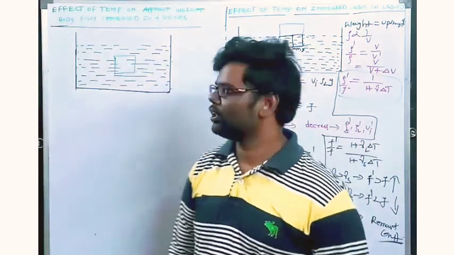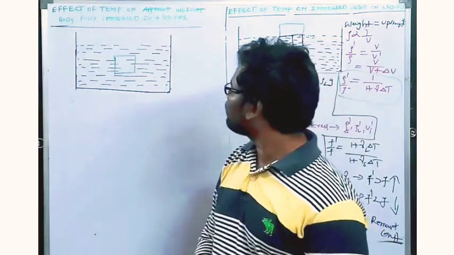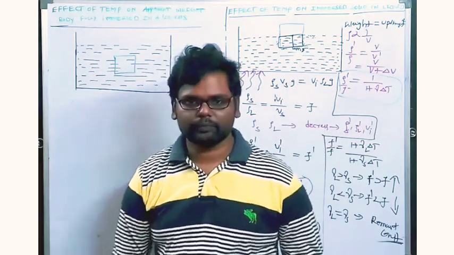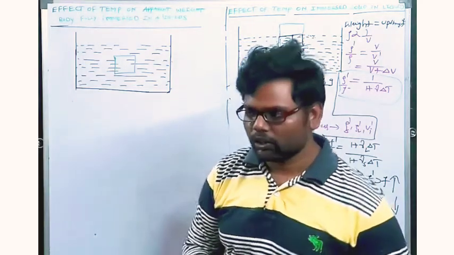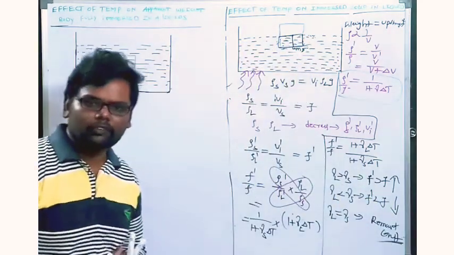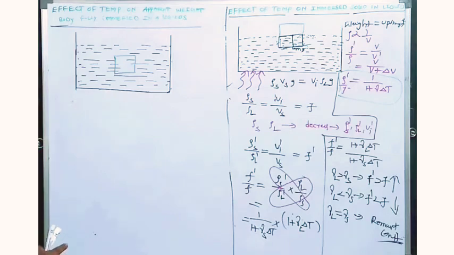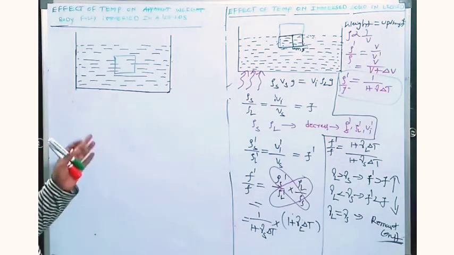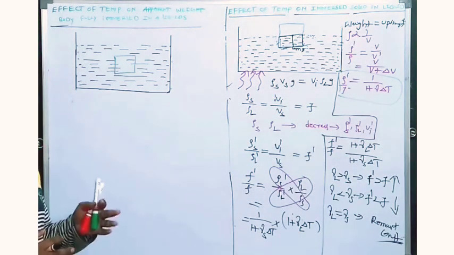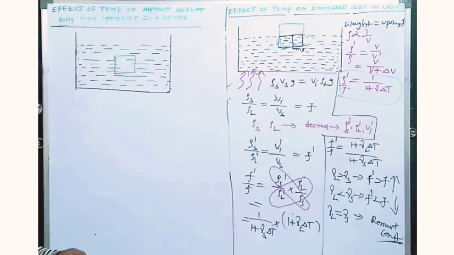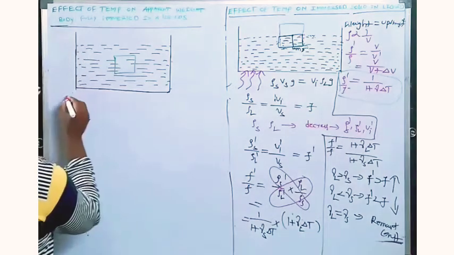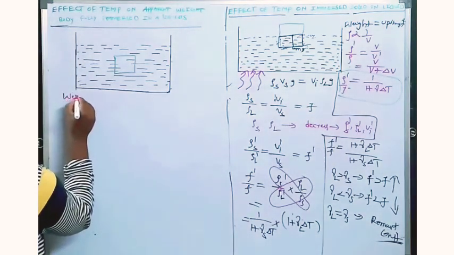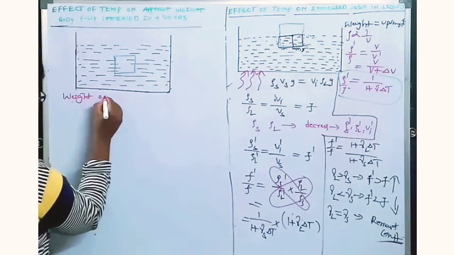Right. So now, the effect of temperature on apparent weight when a body is fully immersed in a liquid. According to Archimedes' principle, the weight of the fluid displaced by the body is equal to the buoyancy force, or upthrust force.